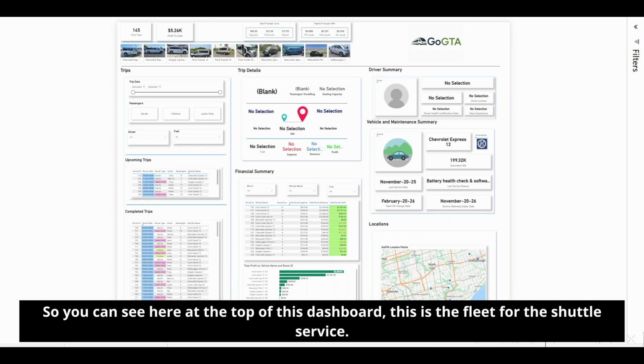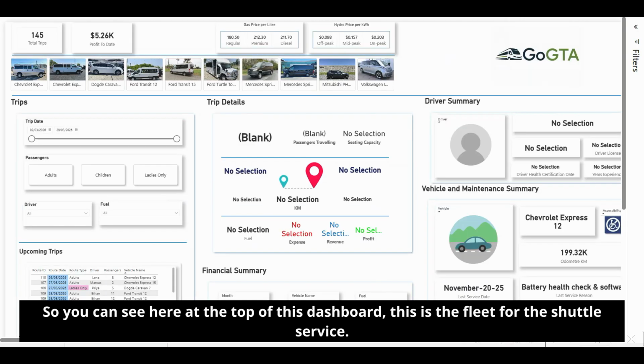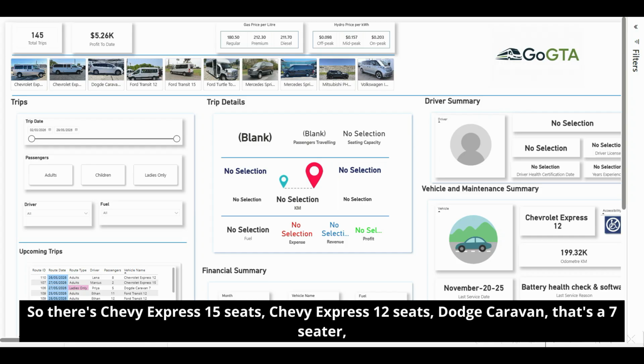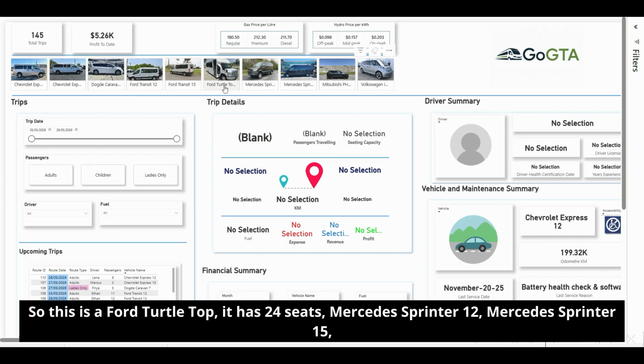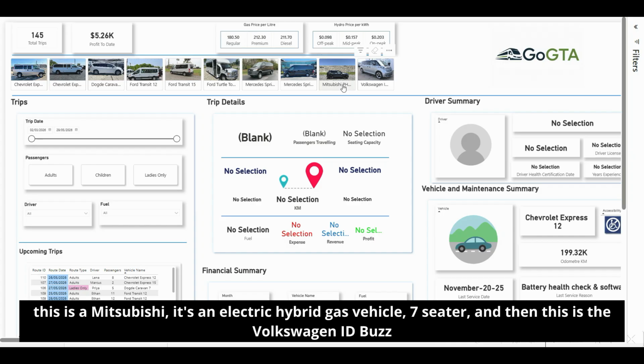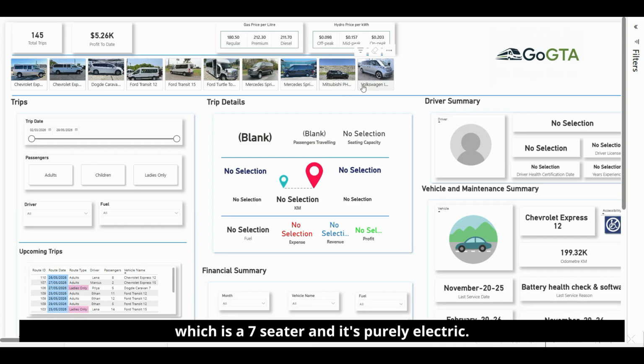So you can see here at the top of this dashboard, this is the fleet for the shuttle service. So there's Chevy Express 15 seats, Chevy Express 12 seats, Dodge Caravan, that's a 7-seater, a Ford Transit 12-seater, a Ford Transit 15-seater. So this is a Ford Turtle Top, and so it has 24 seats. Mercedes Sprinter 12, Mercedes Sprinter 15. This is a Mitsubishi, it's an electric hybrid gas vehicle, 7-seater. And then this is the Volkswagen ID Buzz, which is a 7-seater and it's purely electric.